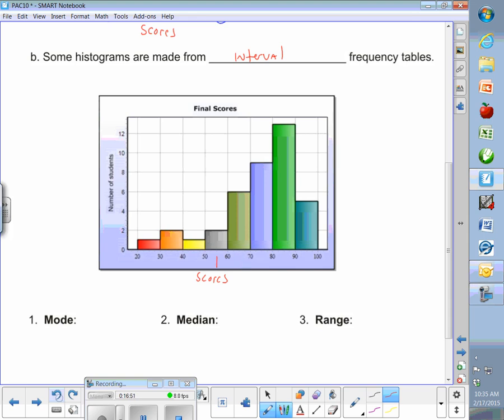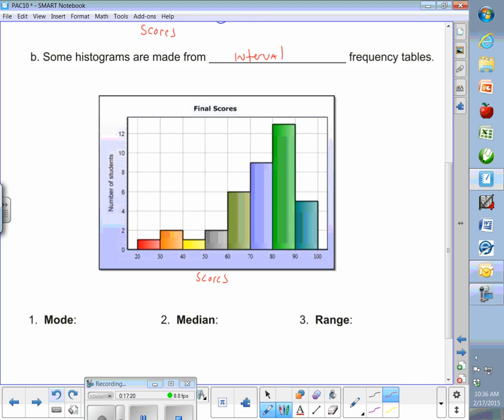Very, very common with grading, right? And as you can see here, in this case, the frequency is the number of students that received a score in that interval. So we have an interval frequency table, a little bit different. Okay? So let me introduce you to a few terms here.